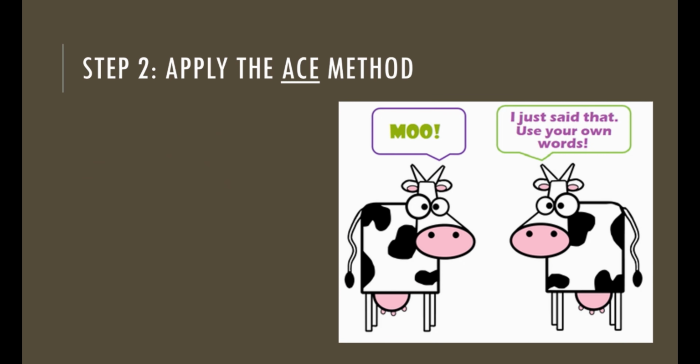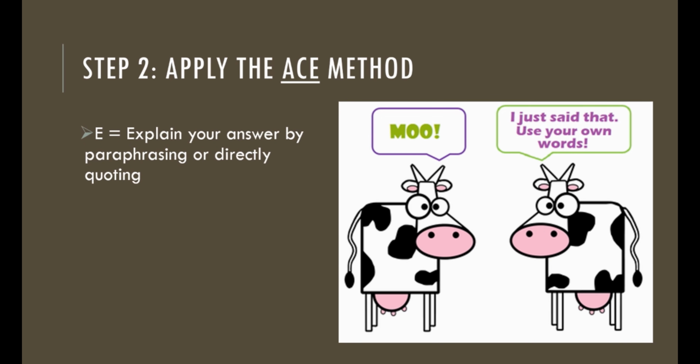E. Explain your answer by paraphrasing or directly quoting. Paraphrasing is translating something into your own words. When putting information into your own words, it makes you think about what you've read and you will be more likely to understand and remember it. You can begin paraphrasing by using these introductory words: the author explains, the text shows.